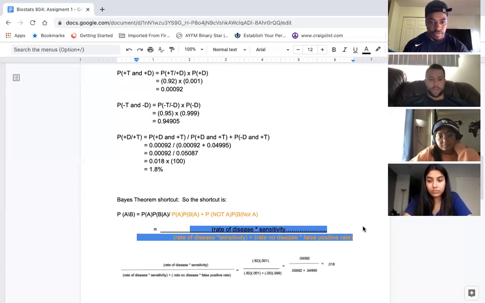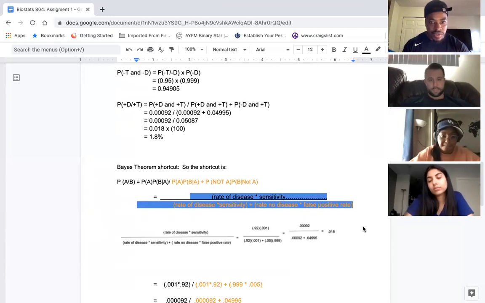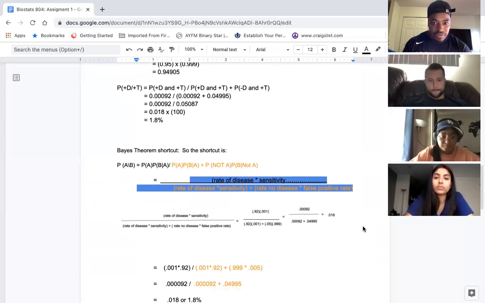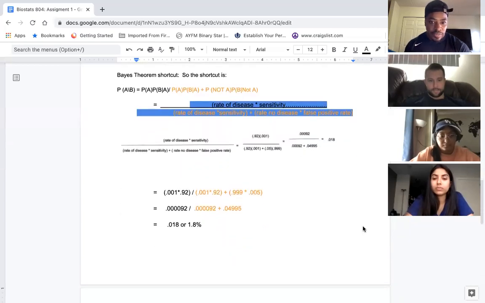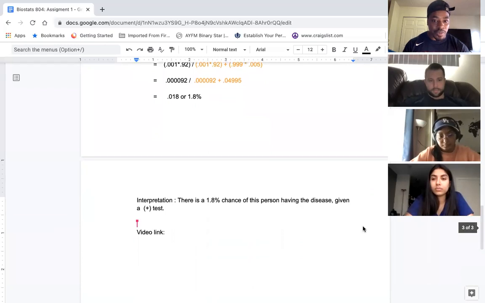So continuing on, using the Bayes theorem, the shortcut version, I will now take those very values that my colleague has just calculated and plug them into the formula highlighted on the sheet. Rate of disease times sensitivity over rate of disease times sensitivity plus rate of no disease times false positive rate. After having done that, a calculated value of 0.018 or 1.8% resulted. And essentially the interpretation of that is there is a 1.8% chance of this person having the disease given a positive test.